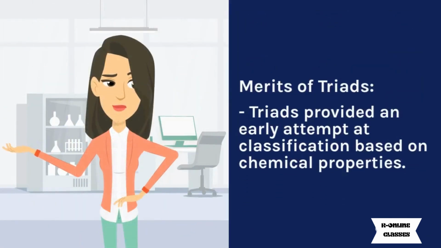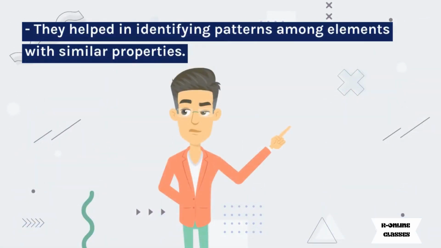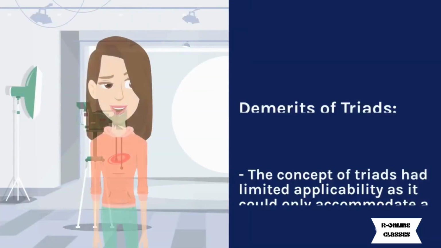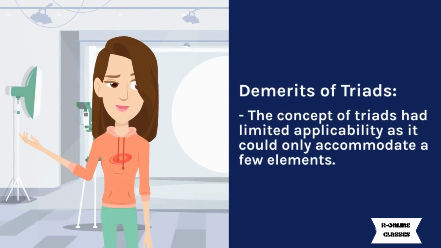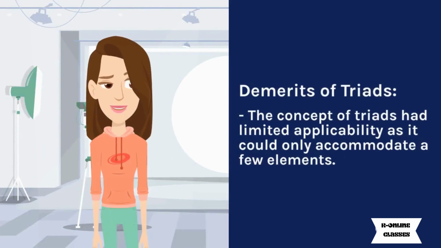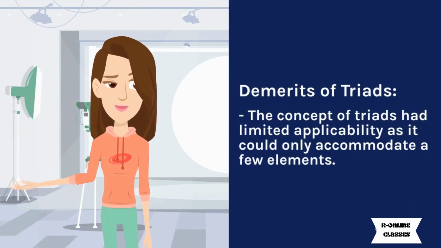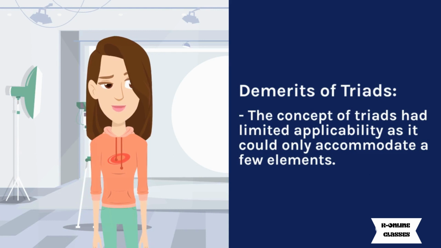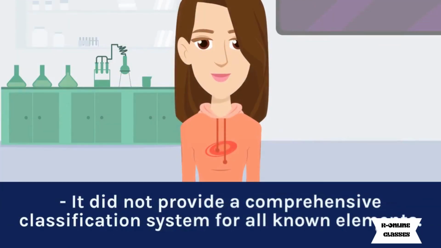Merits of triads. Triads provided an early attempt at classification based on chemical properties. They helped in identifying patterns among elements with similar properties. Demerits of triads. The concept of triads had limited applicability as it could only accommodate a few elements. It did not provide a comprehensive classification system for all known elements.